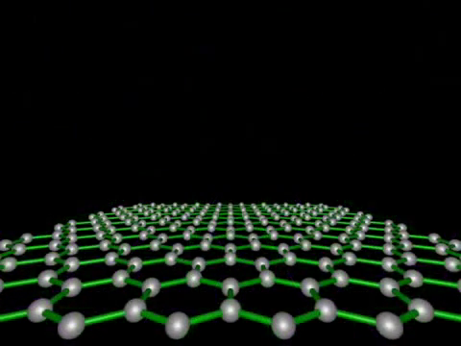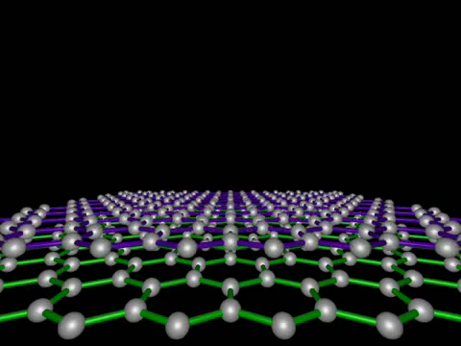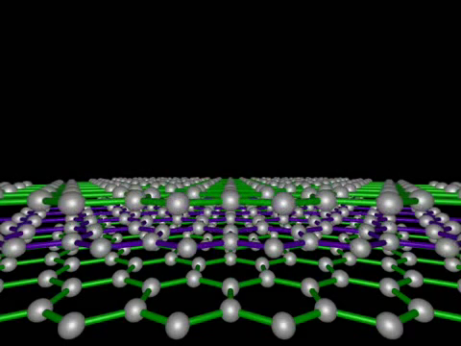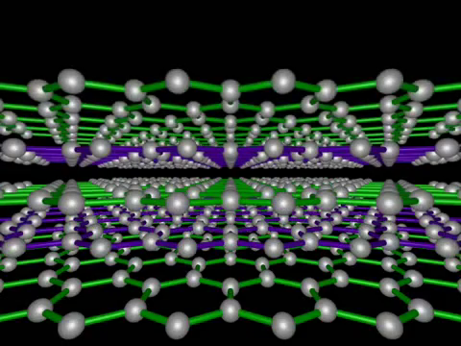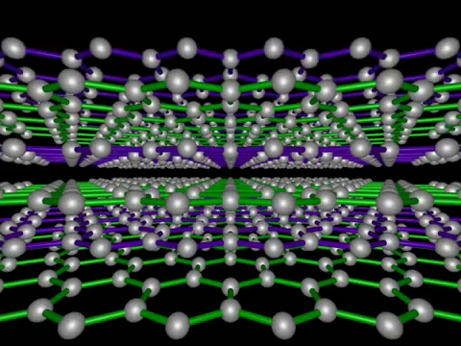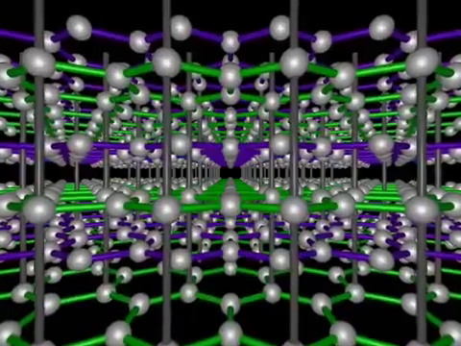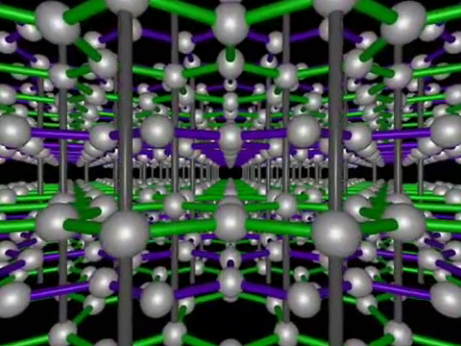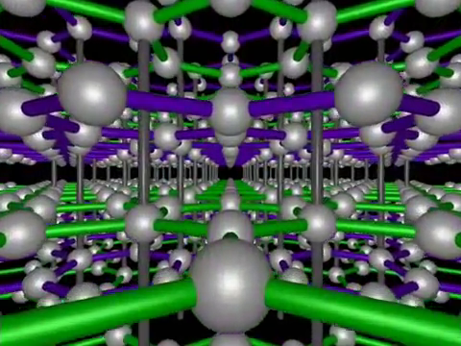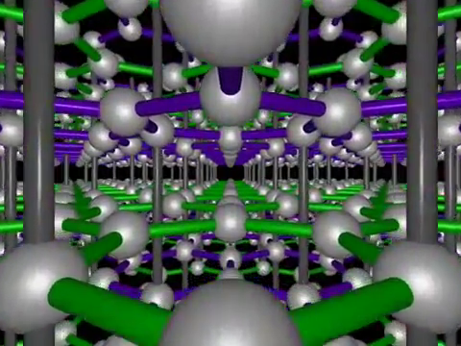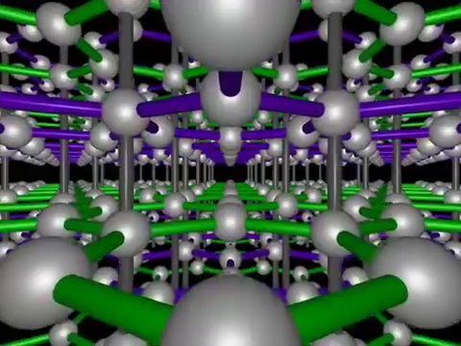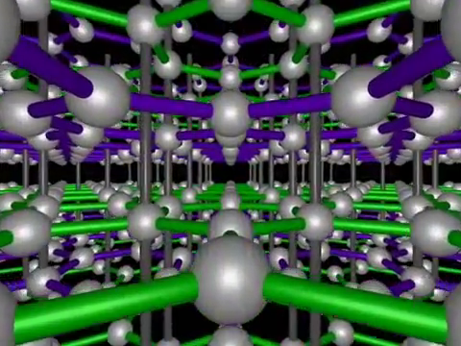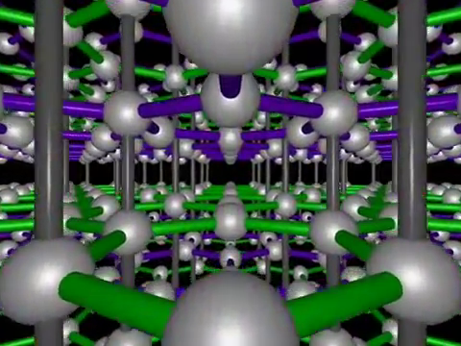Let's take another look at the way these layers are stacked from the side. As you should be able to see, alternating layers are equivalent. The gray cylinders connecting like layers are for illustration only. There is no actual bonding between the layers. Graphite is therefore said to be a two-dimensional network covalent solid, as the chemical bonding only occurs in 2 dimensions.